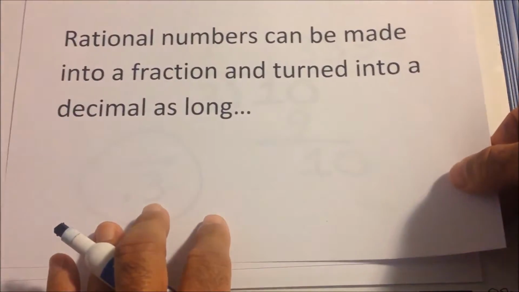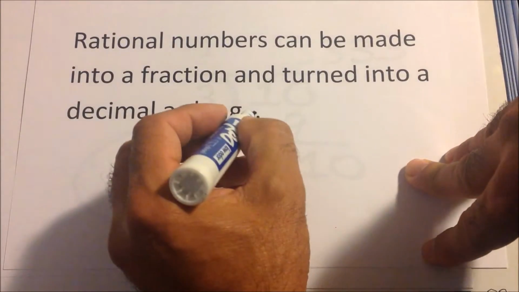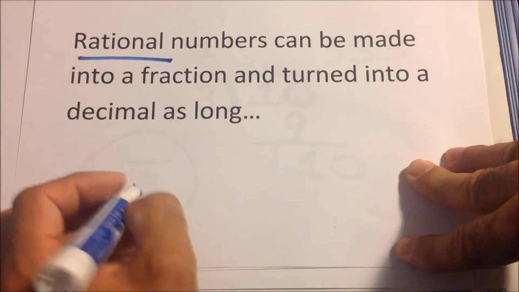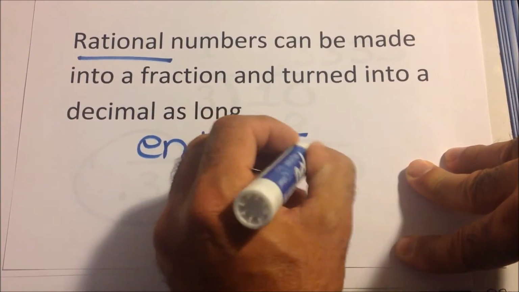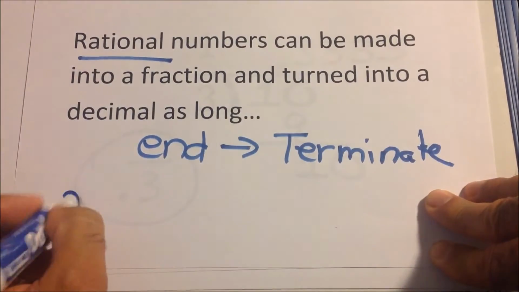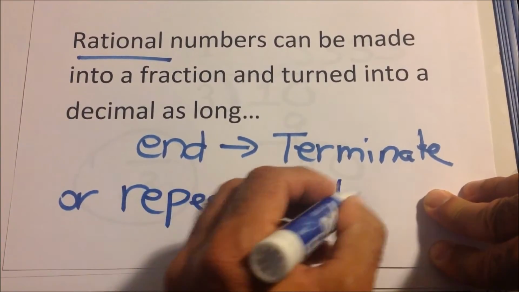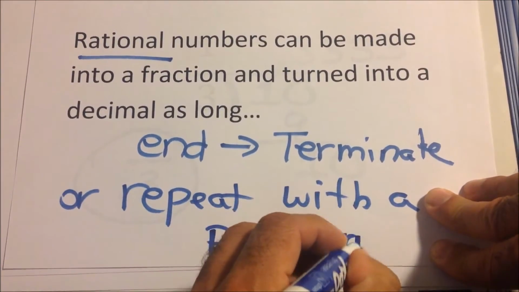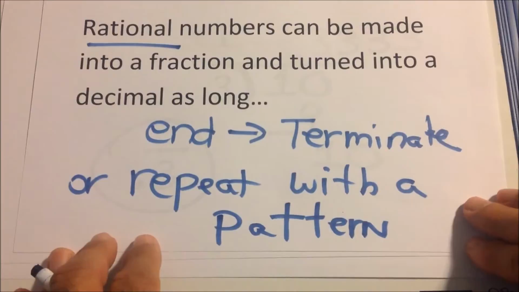So another way we can sum this up, rational numbers can be made into a fraction and turned into a decimal as long as what? For it to be rational, it has to either end, and what is another name for end? It has to terminate, or it has to repeat with what? With a pattern. If it doesn't terminate, or it doesn't repeat with a pattern, it is not rational.